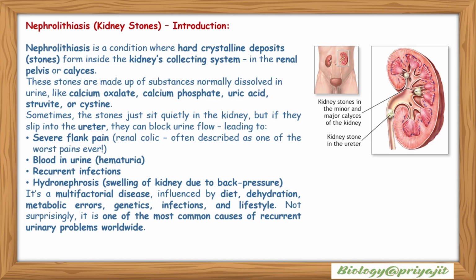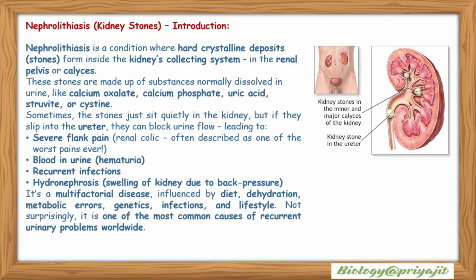Sometimes the stones just sit quietly in the kidney, but if they slip into the ureter, they can block urine flow, leading to severe flank pain, that is renal colic, often described as one of the worst pains ever, blood in urine or hematuria, recurrent infections, hydronephrosis or swelling of the kidney due to back pressure.